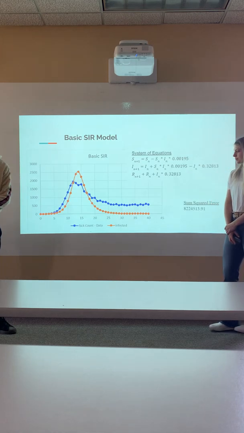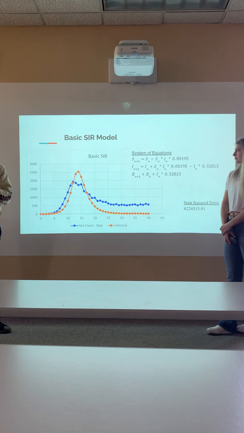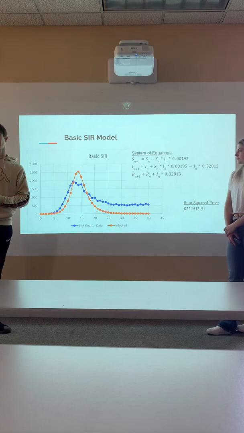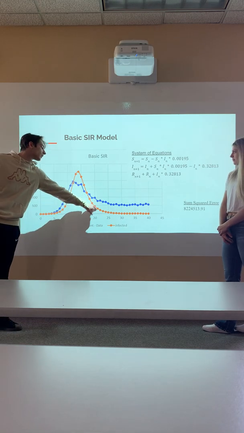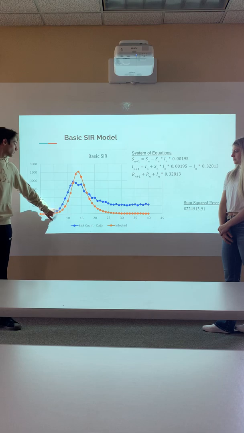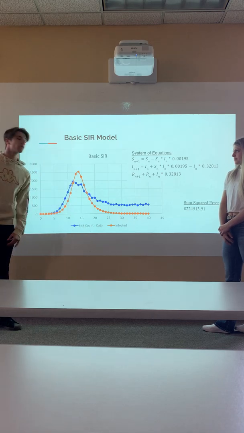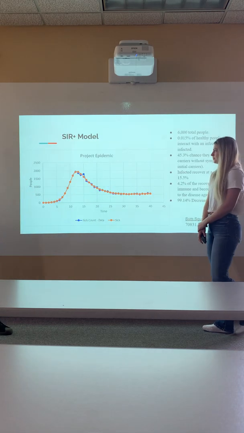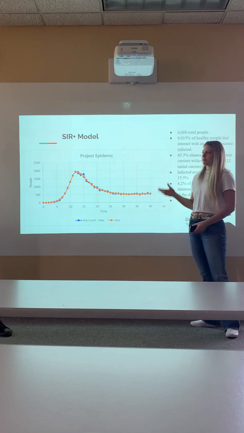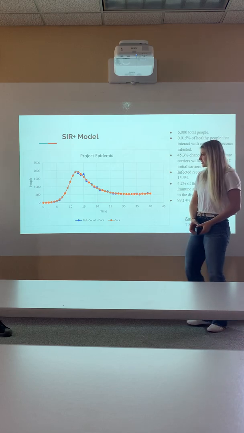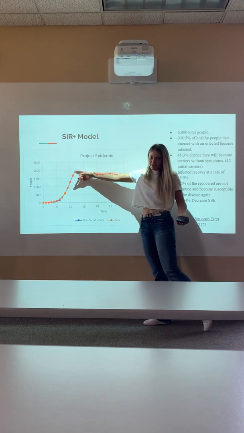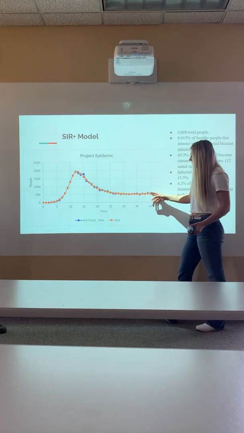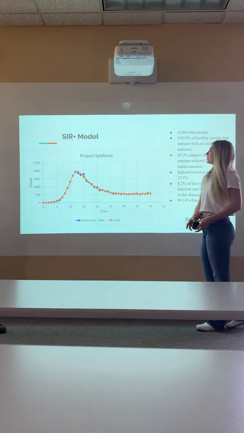So here's our basic SIR model with no additional components, and as we can see, it's a very poor model with a sum squared error of 8 million, and our model barely follows the actual population or sick model of what's actually happening. Here's our SIR plus model. Here you can see the curve follows the trend much better, with the peak sick people matching up, and matching in the end long term.